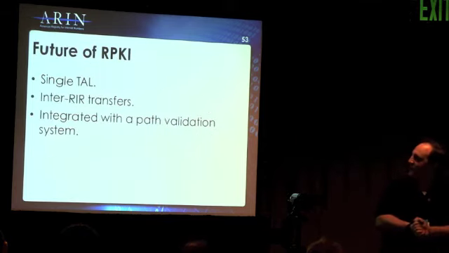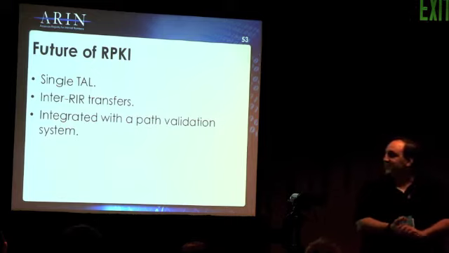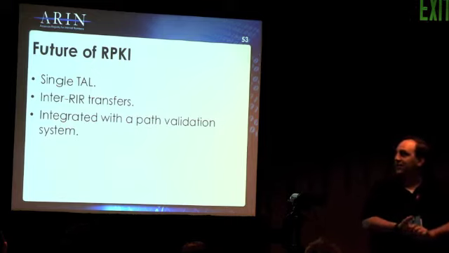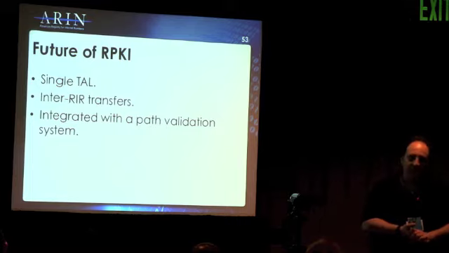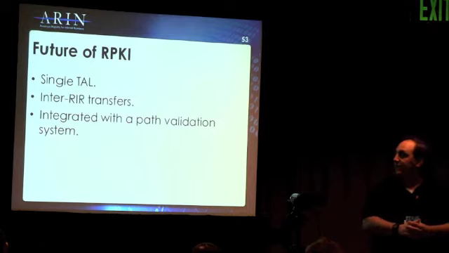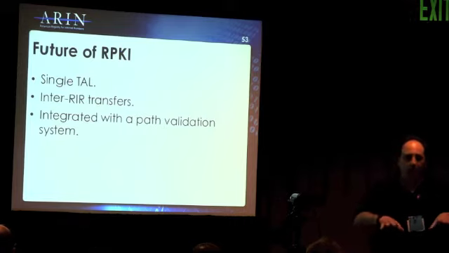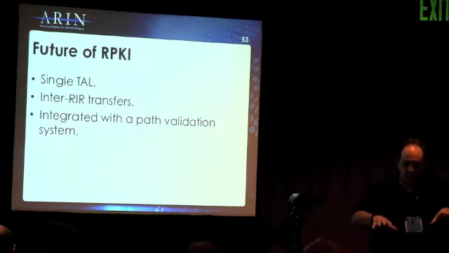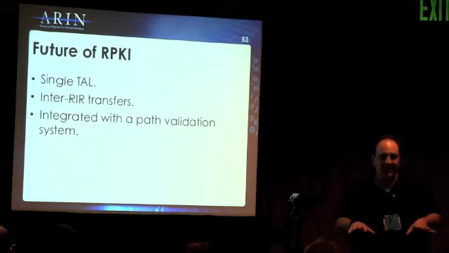Future for RPKI. Hopefully at some point it would be great if we could get IANA to sign everything so we have a single TAL. There are discussions, I'm told, between the RIRs and IANA about this, but I don't know the status of them. Inter-RIR transfers is a bit of a challenge right now. Every RIR has their own RPKI process, and to try to get them working just right as the trust anchor changes, I think the phrase I heard is it's a delicate dance.